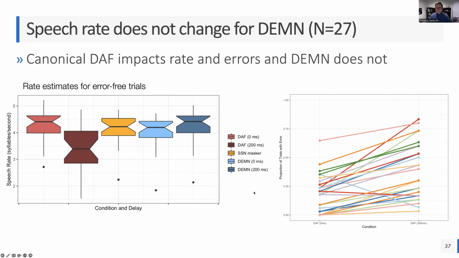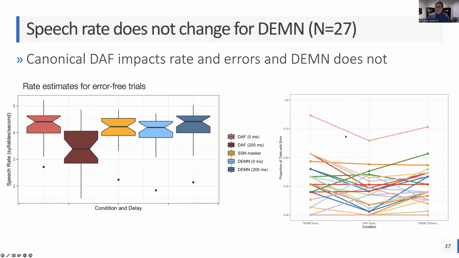When we look at errors, this is the normal feedback. This is delayed by 200 milliseconds in the canonical way. Each line is an individual subject of our N of 27. So most of our subjects increase their errors under canonical DAF. Then when we look at that, now zero delay is in the middle, and our delayed envelope modulated noise is instantaneous on the left and 200 millisecond delay on the right. And it's not clear that there's any pattern here. Sometimes people do increase their error rate a little bit. Sometimes they decrease it a little bit. Sometimes it stays the same. But clearly that effect is not the same. And it actually does, in fact, depend on the presence of phonetic information in the speech signal.